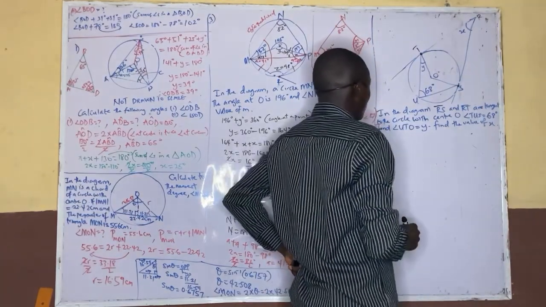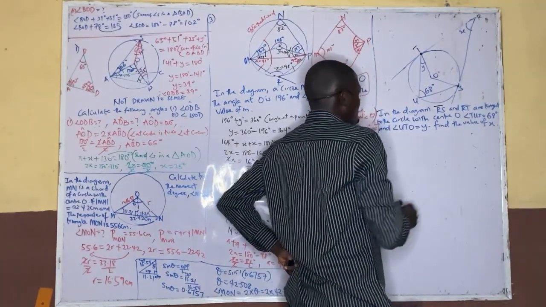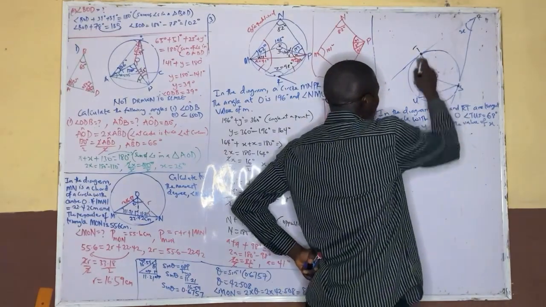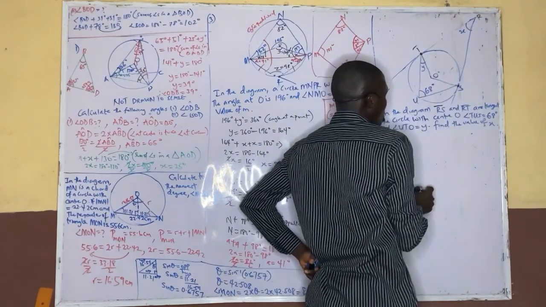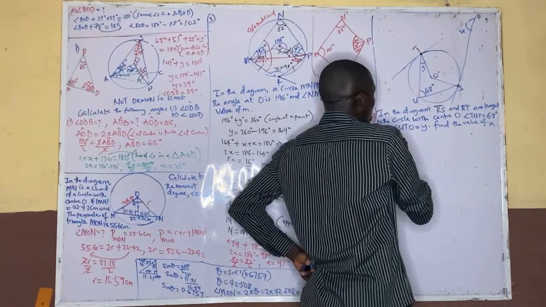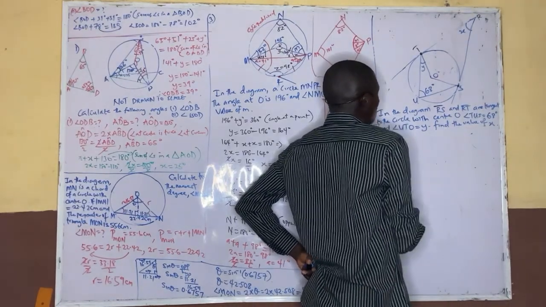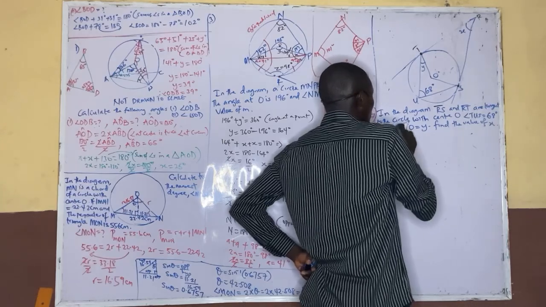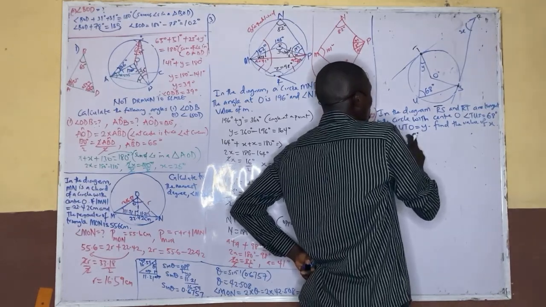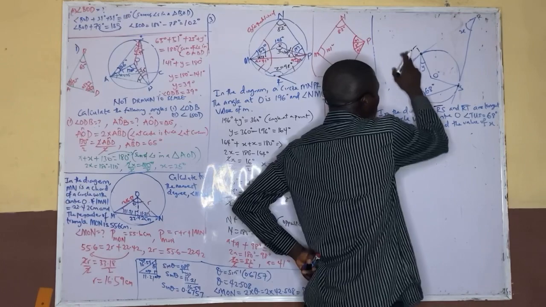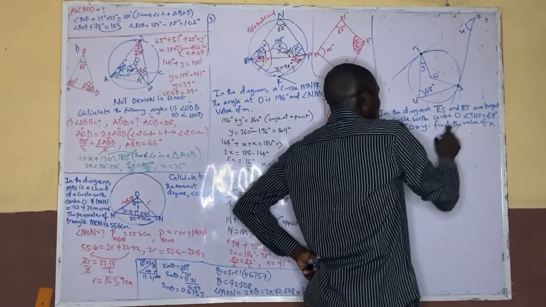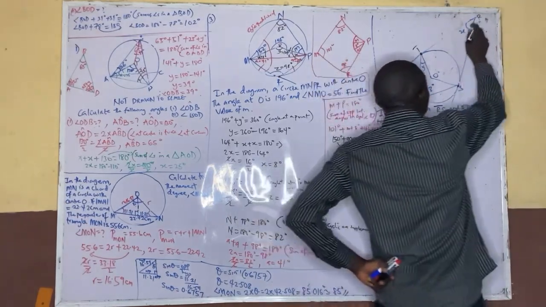Now, we are told that angle TUS is 68 degrees. What are we asked to calculate? Angle UTO, which is Y, and find the value of X. So we are looking for this value of X.